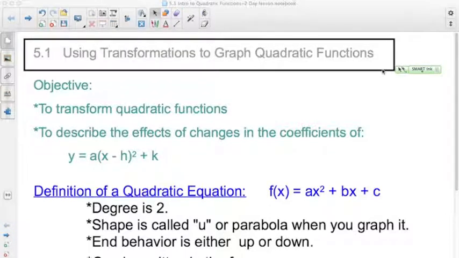This section is 5.1, using transformations to graph quadratic functions. You don't need to write the objective down. What we're going to do today is transform quadratic functions and then describe the effects of what the coefficient does.